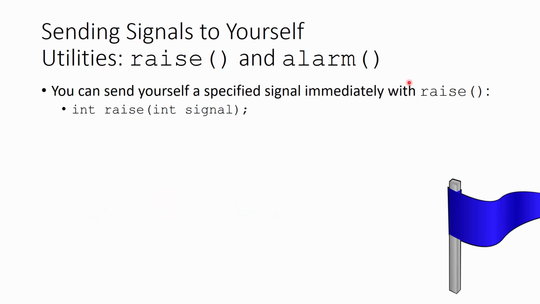Who knows? If you want to send a signal to yourself, you can use the raise function. This is kind of analogous to Java, where you can raise alerts and issues. You can do the same thing in C. You use raise, and you give it simply the signal number that you want to send.